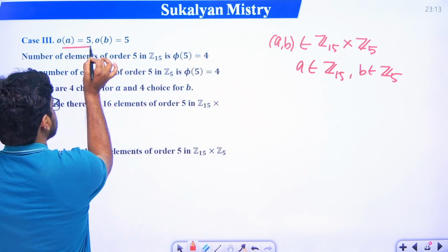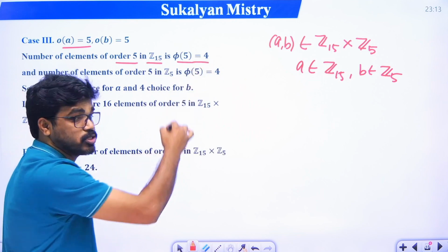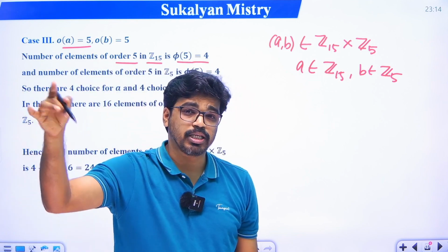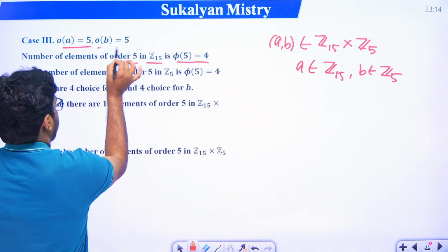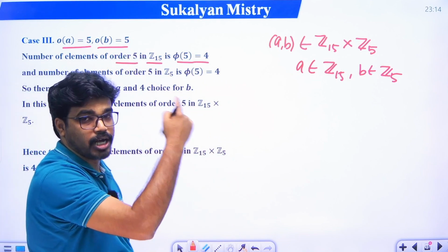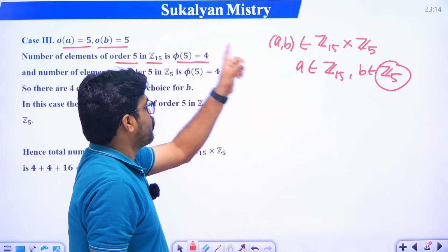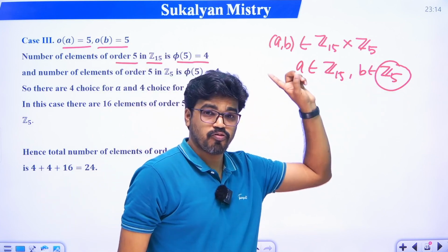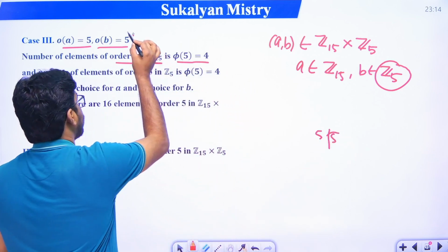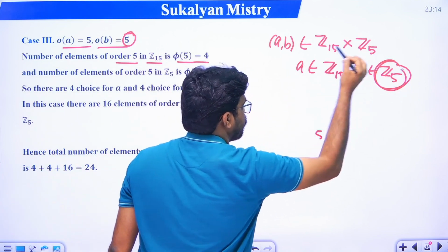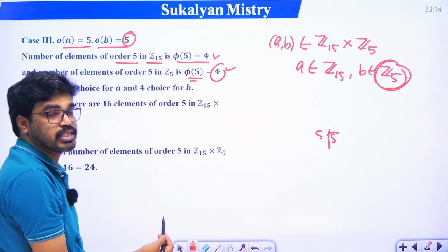Order of A is 5, so the number of elements of order 5 in Z15 will be phi(5). phi(p) is equal to p minus 1, where p is prime, 5 is a prime number, so phi(5) will be 4. Next, order of B is 5, so how many elements of order 5 are there in Z5? The order of Z5 is 5, so 5 divides 5, the number of elements of order 5 in Z5 will be phi(5), which is 4, so 4 into 4, that means 16 elements.